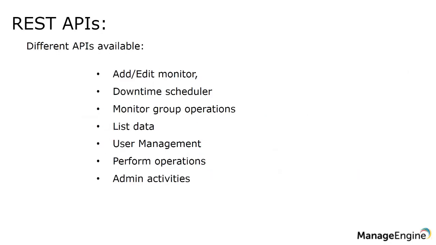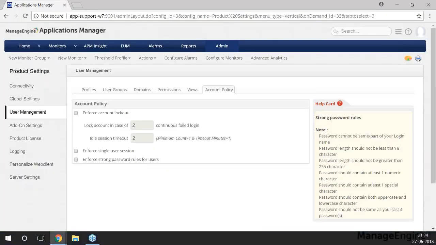Quick look at the different functions that you should be able to perform with these REST APIs. The Applications Manager REST APIs that are available should allow you to add or make changes to a particular monitor, schedule downtimes, and even let you configure the operations of different monitor groups. And then also help you assign user privileges, as we just saw in the user management tab. And it will also allow you to perform all, if not most, of the admin activities that we have been discussing so far. So what I'm going to do now is go to the product yet again.